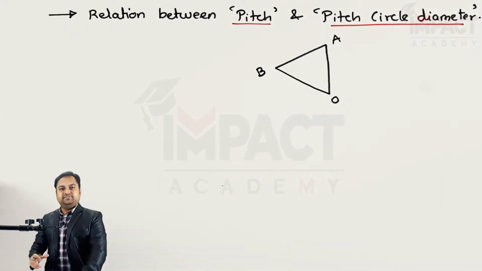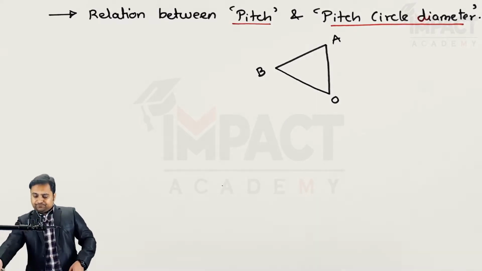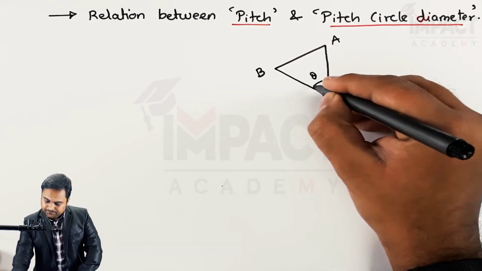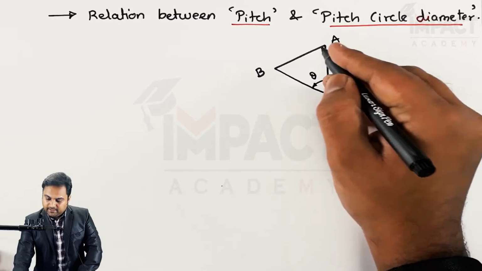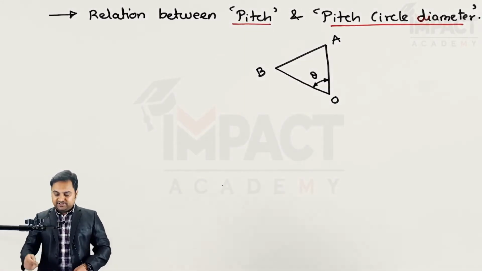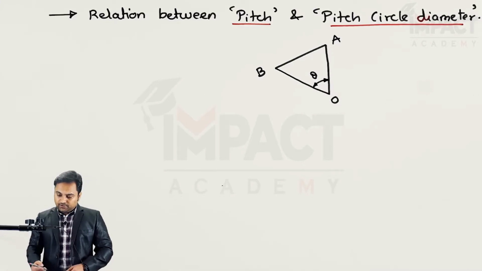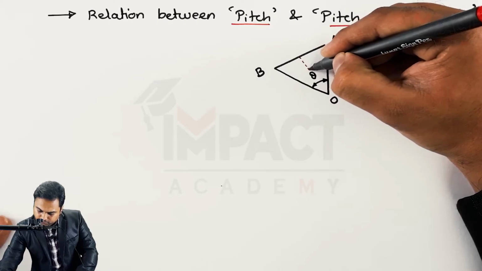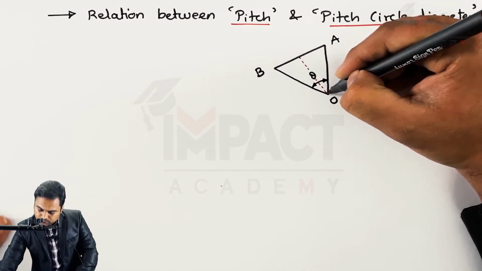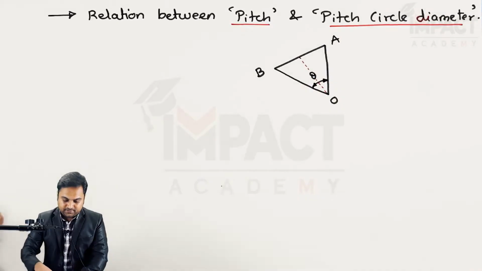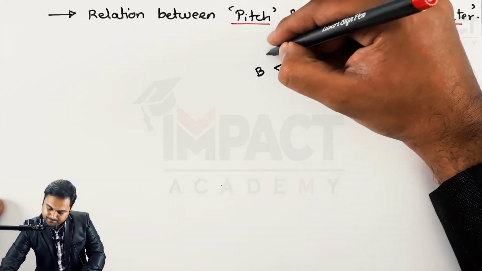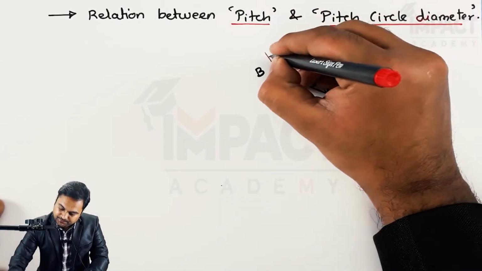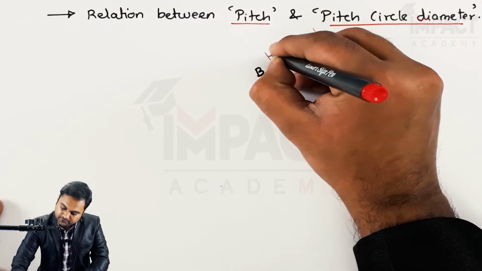AOB is the triangle which I have taken from the diagram, and here the angle AOB is theta. A and B are the hinge centers. O is the center of the sprocket. Now I am drawing a perpendicular through point O on line AB. This AB indicates the pitch of the chain, denoted as P.